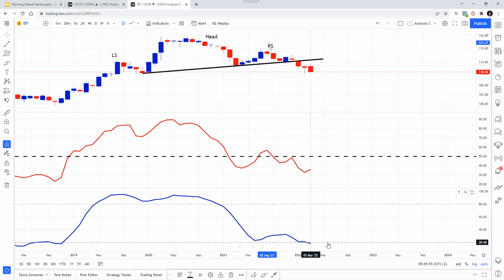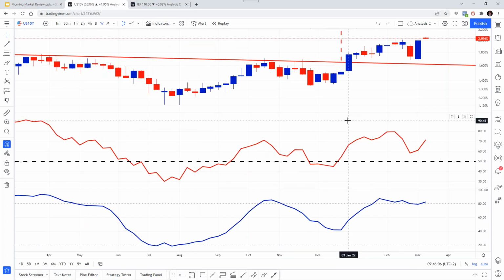Take a look where the stochastic is, right? Stochastic's now sitting in the lower quintile. If it sticks there, we're going to see further declines in bond prices. We've got to ask ourselves, what does that mean? What does that mean, right? Let's just go through to the yield.